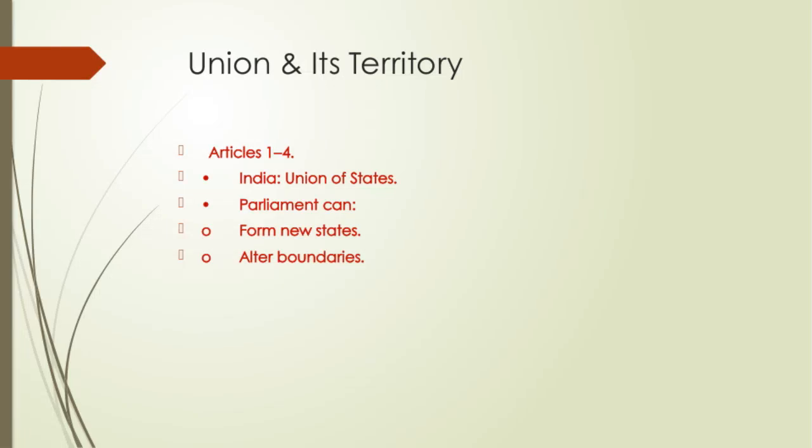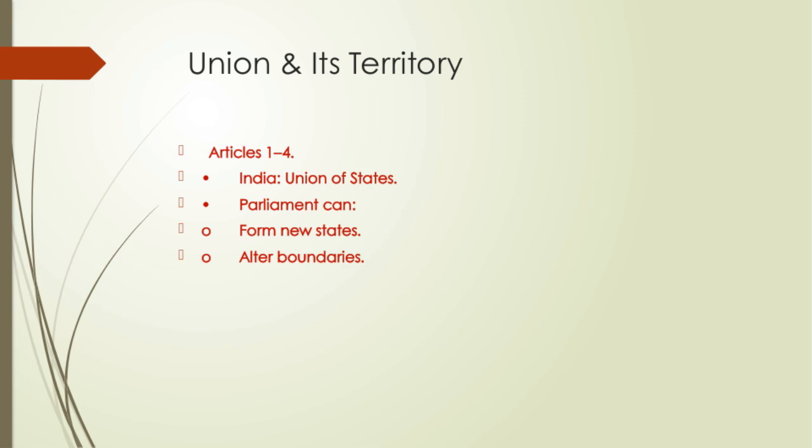Now, let's take a closer look at Articles 1 through 4. These articles establish the fundamental structure of our Union of States. Essentially, India is a union of states, which means that the country is made up of different states that are united under a central government. The Parliament, which is the supreme legislative body, has the power to form new states if needed. It can also alter the boundaries of existing states, whether that's merging states or dividing them. This flexibility allows the Union to adapt to changing political, social, and geographical needs.